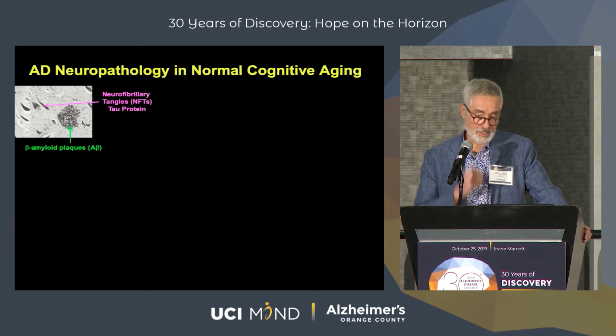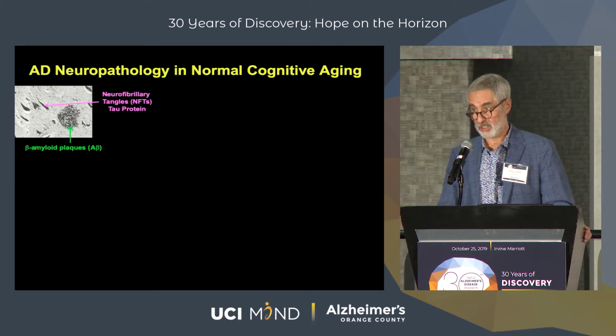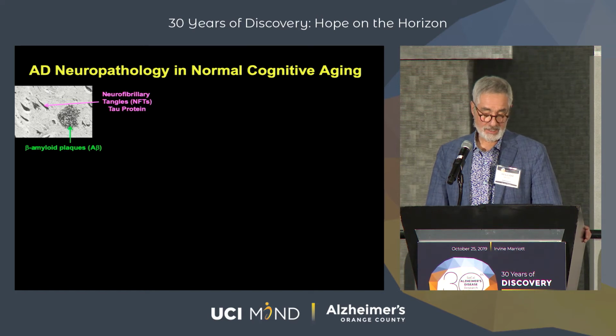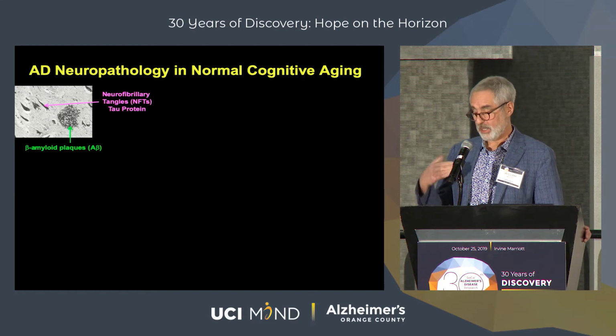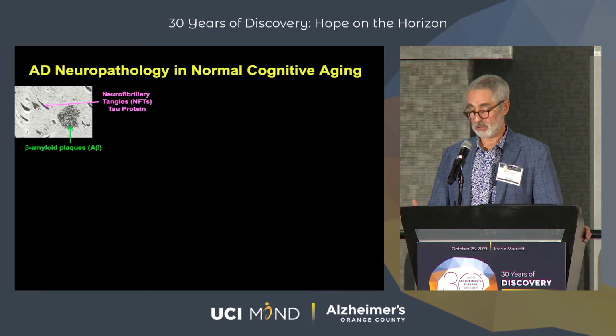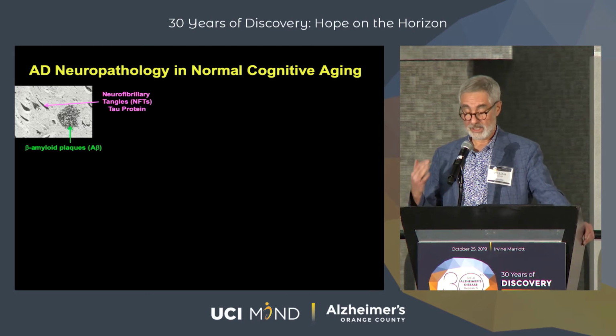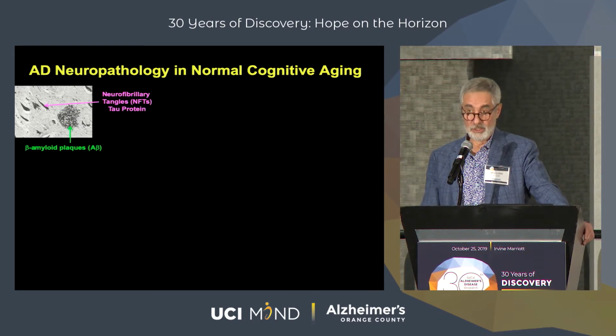I'll spend a minute on pointing out that really where the action is is in normal cognitive aging. And that's because we think one of the reasons that maybe clinical trials have failed is that lowering amyloid in someone who has full-blown Alzheimer's disease is not likely to be effective.